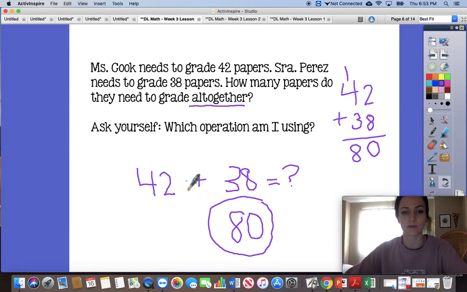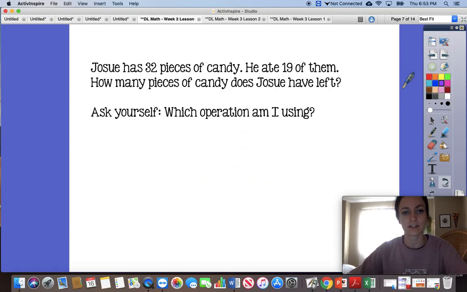We added in this one. We took 2 groups and we put them together. Okay, notice they weren't equal groups, right? There was 42 in this group and there's 38 in this group. So we're not multiplying. They were uneven groups, so we're just adding them together. Let's look at another one.